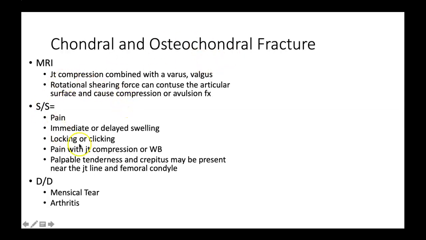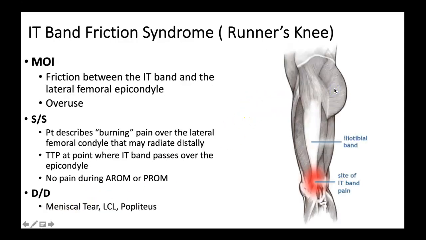So signs and symptoms of an actual fracture: pain, immediate or delayed swelling, locking and clicking is the first thing that I would ask, pain with joint compression, which we'll do in lab, and then tenderness to palpation on the femoral condyle and into the joint line. So again, what are our differentials? Meniscal tear for sure, and arthritis, which we can't diagnose in the clinical setting. They'll have to go for imaging most certainly. Okay.